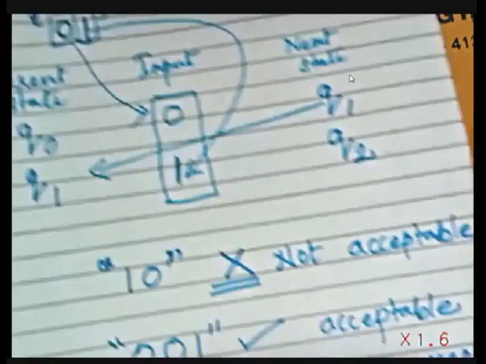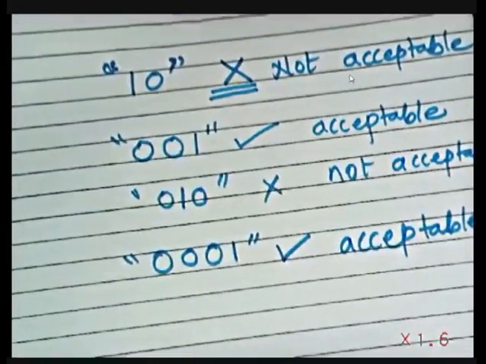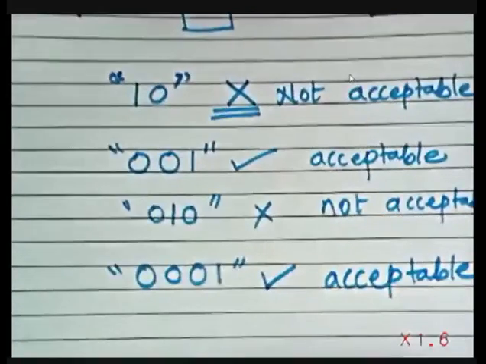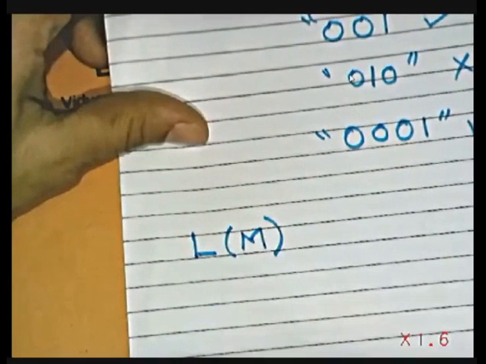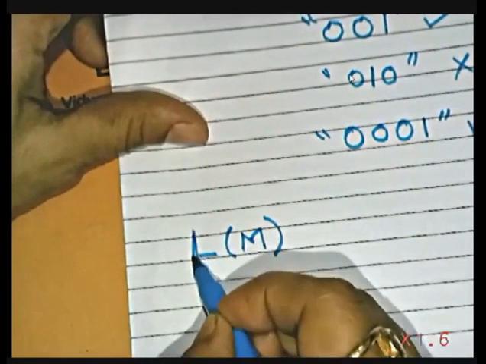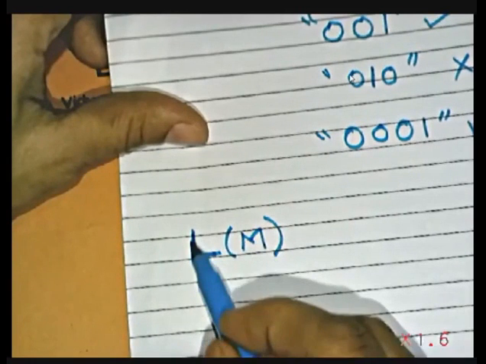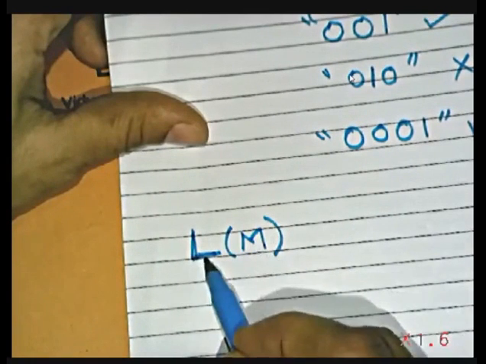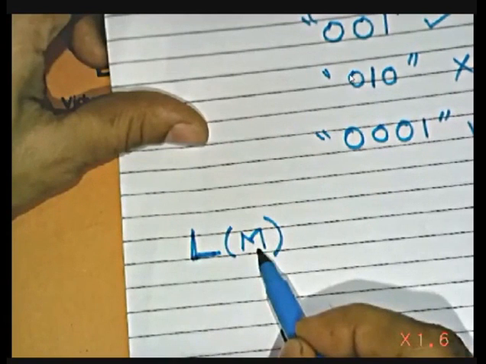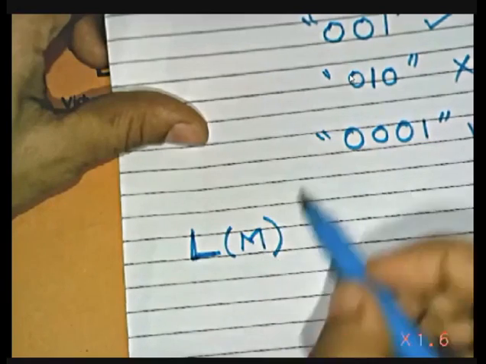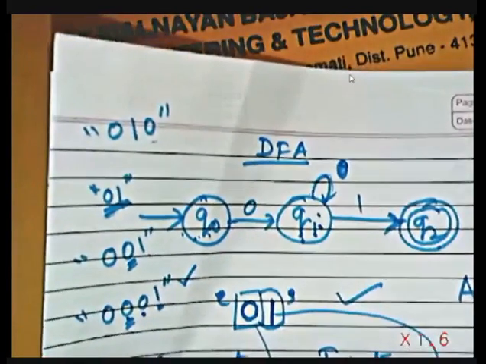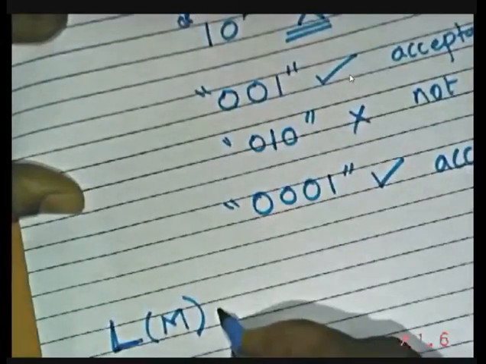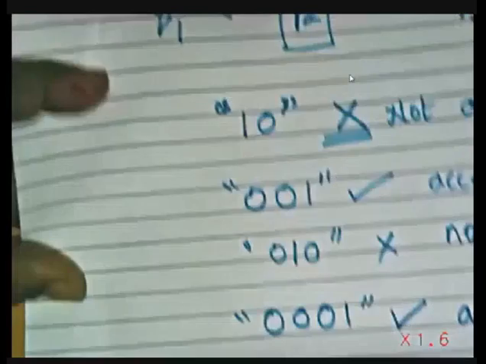Right? So from all these observations, can you tell me what is the language? We have seen in the last lecture how we represent a language acceptable by finite automata. It is represented by this capital L in brackets M, where L is representing language and M is representing the machine, finite automata. So we have just drawn this machine. There will be different kinds of machines for different purposes. Now we want to know what is the purpose of this machine from all this observation.